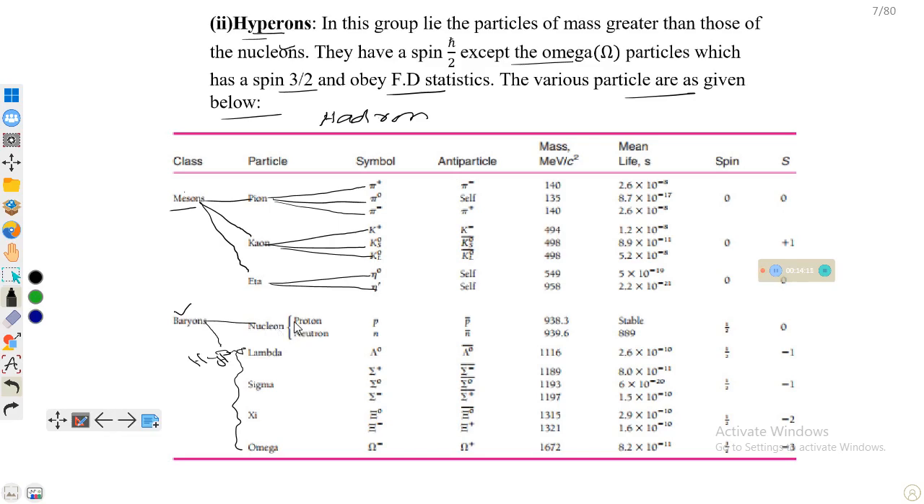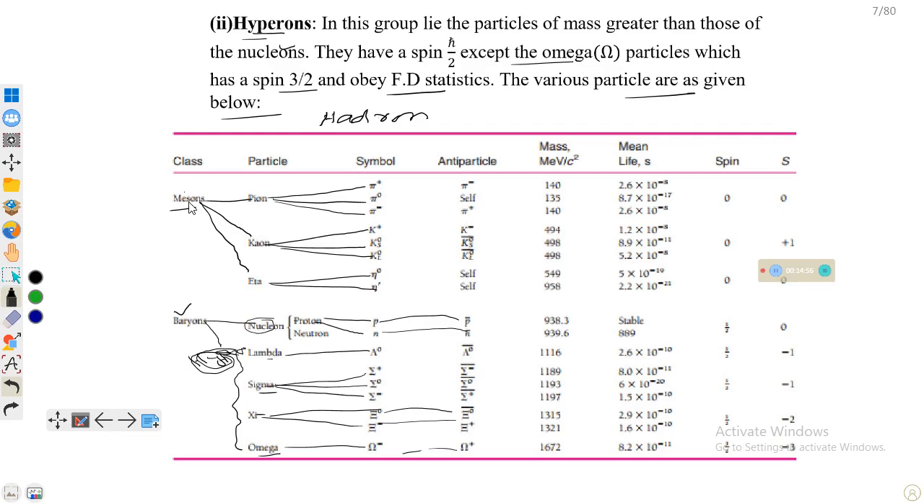Nucleons are further divided into two particles, proton and neutron, and also their antiparticles. Similarly, hyperons are lambda particles, sigma particles, xi particles and omega particles. Lambda can exist in one charge state. Sigma particle can exist in three different charge states: sigma 0, sigma plus and sigma minus. Similarly, xi neutral and xi negative, and also their antiparticles, omega and its antiparticle. So lambda, sigma, xi and omega are hyperons, and proton and neutron are nucleons.